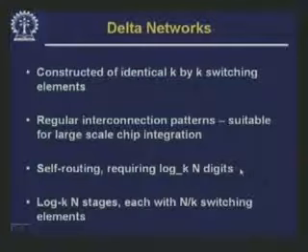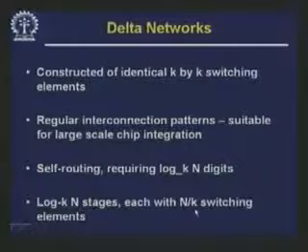So delta network is one kind of multi-stage interconnection network constructed of identical k by k switching elements, with a regular interconnection pattern suitable for large scale chip integration, and self-routing as we have shown, requiring log n to the base k number of digits, and log n to the base k is the same as the number of stages, each with n by k switching elements.